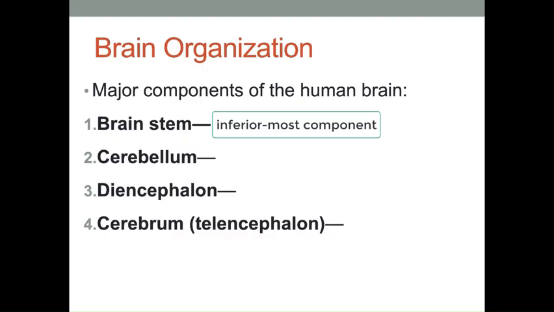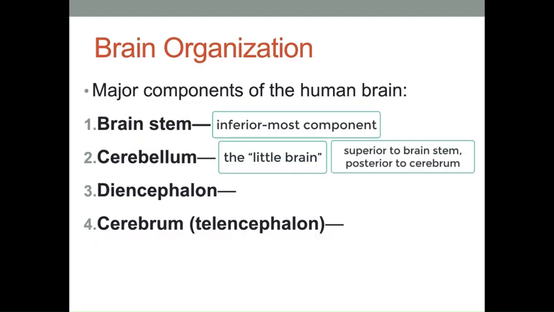With the cerebellum, this is sometimes referred to as the little brain because of the fact that it's the second largest component of the brain, and compared to the brainstem, it's superior to the brainstem, but then posterior to the cerebrum.